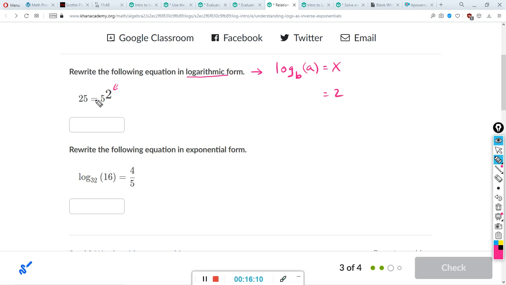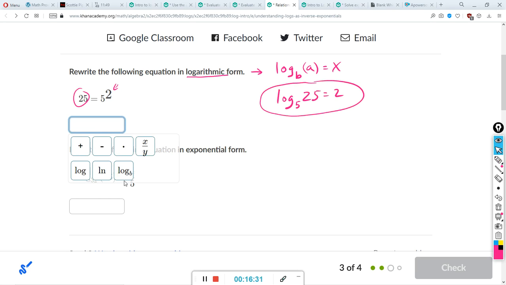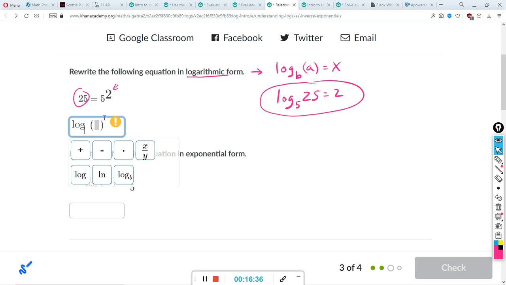Alright, B is the base. That's 5. So that's going to be log base 5. And the argument A, the number left over, that is 25. So you just enter this in the box. Okay, click the one with the base number on it. See, log B, click that, and for the base we're going to write 5. Click in the parentheses, that's going to be 25. Click outside the parentheses, hit equals, and it's going to equal 2.